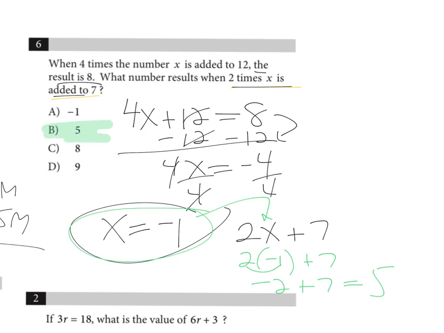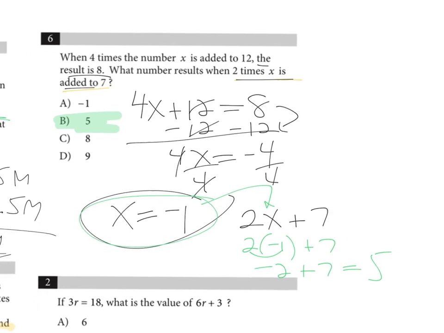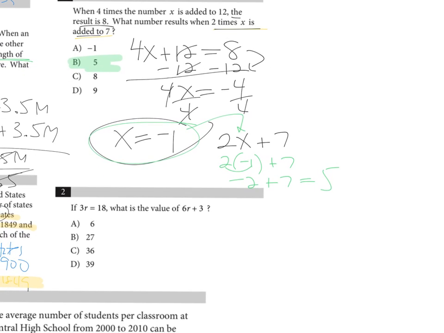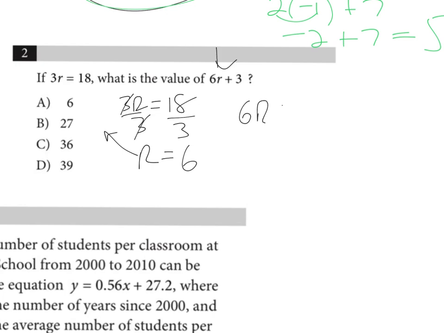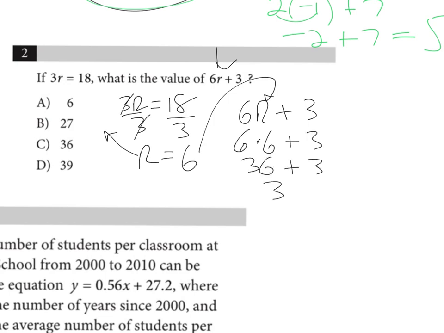Problem 2, if 3r equals 18. So since 3r equals 18, if I divide both sides by 3, r is equal to 6. Notice that's one of the answer choices, but not correct. What is the value of 6r plus 3? So since r is equal to 6, we'll go 6 times 6 plus 3, or 36 plus 3, or 39, or answer choice letter D.